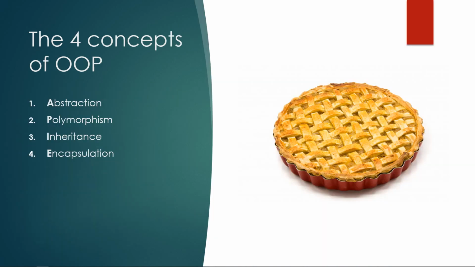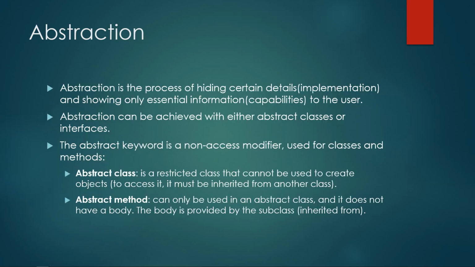Now let's look at the four concepts of OOP. The easiest way to remember the four concepts is A-P-I-E, APIE. There's a small picture here just for reference. Let's look at the first concept, abstraction. Abstraction is the process of hiding certain details, which is the implementation, and showing only the essential information, which is the capabilities of the program, to the user. Abstraction can be achieved with either abstract classes or interfaces.